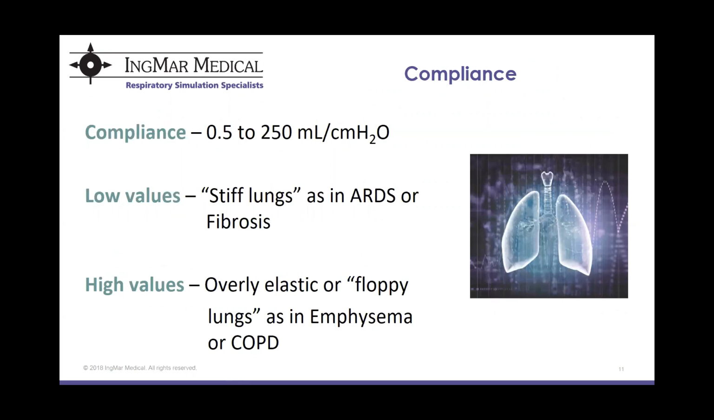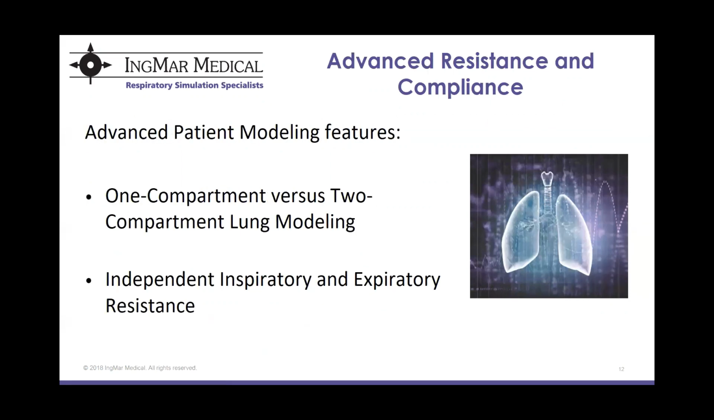The ASL 5000 also allows you to select compliance values from 0.5 to 250 milliliters per centimeter of water. A low compliance value would represent a stiff lung, and this is indicative of disease states such as fibrosis or ARDS. A high compliance value represents a lung that is too elastic, and we would use these values to represent disease states such as emphysema or COPD. We do have some advanced features related to resistance and compliance as well. First, our customers have the ability to create two-compartment lung models in order to simulate conditions such as a pneumothorax. And you can also set inspiratory resistance and expiratory resistance independently, which is critical for simulating conditions such as the severe asthma patient we will be using today.